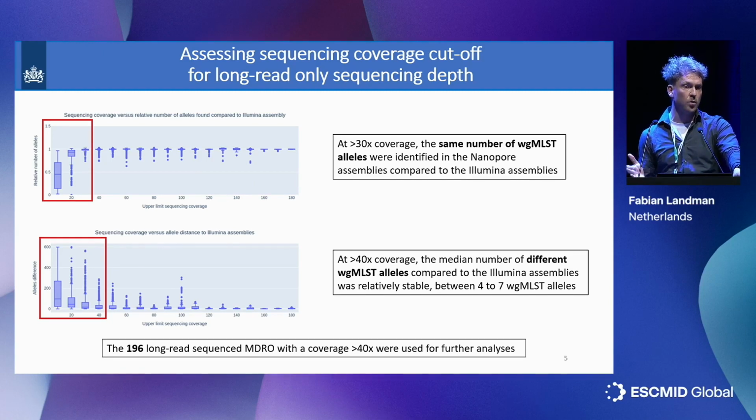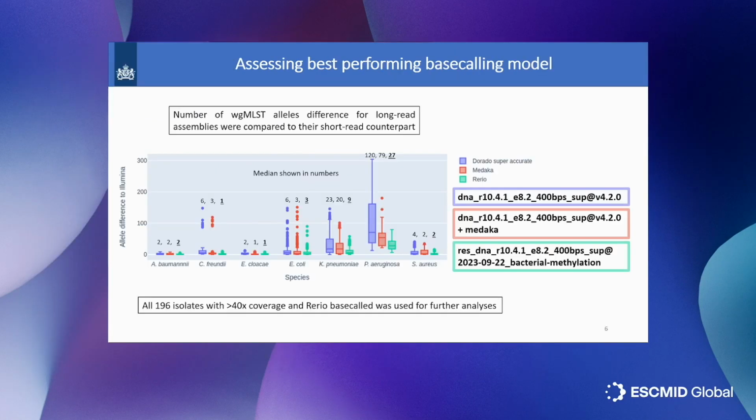This meant that we went forward in the study with just under 200 multidrug-resistant organisms. Next, we assessed what model we should use to do the surveillance. As mentioned, we had 3 different model combinations. The general model at that time was the super accurate 4.2.0 model, and we also did the alteration with the polishing step. There was also a research model available at the time, called Virio, that we also included, but it was not possible to run the polishing step there.